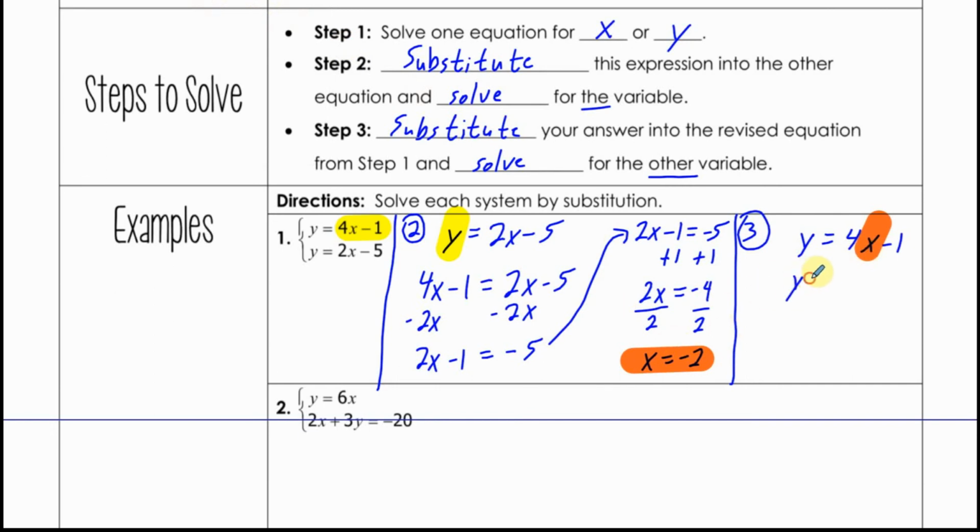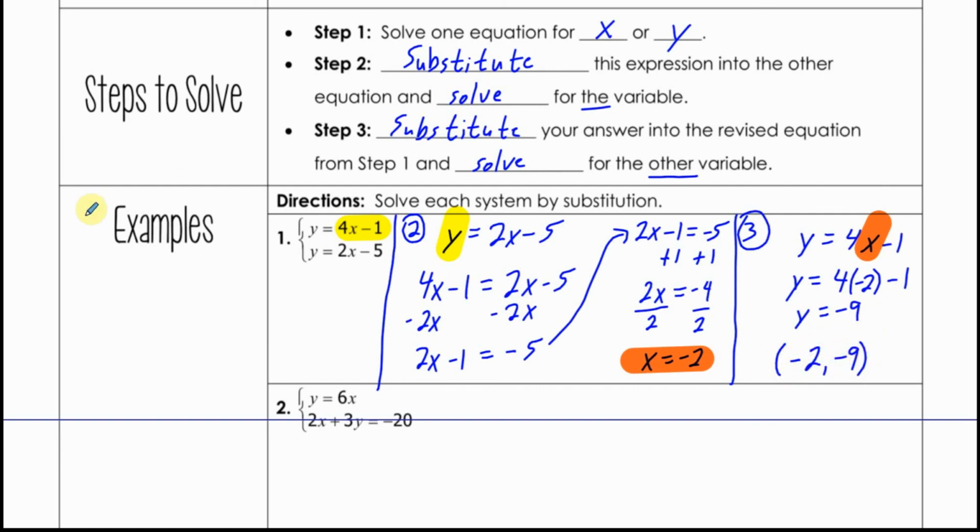So y equals 4 times, because it has a negative sign, I'm going to put parentheses around it so it doesn't look like minus 2. So 4 times negative 2 minus 1, we do our arithmetic there. Let's see, that's going to be negative 8 minus 1, that's negative 9. And now I have my answer, negative 2, negative 9.